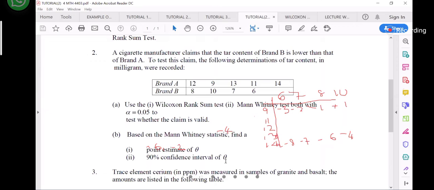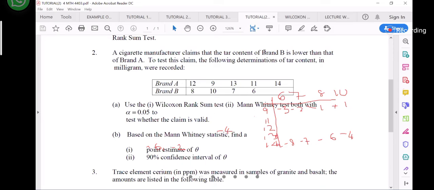Theta means the difference between the two population medians. So if I say the 90% confidence interval of the difference, and specifically mention brand B minus brand A, then I have to write it this way: B minus A. Otherwise, if I just say find the 95% confidence interval of the difference between the two populations, it doesn't matter. Is that clear?